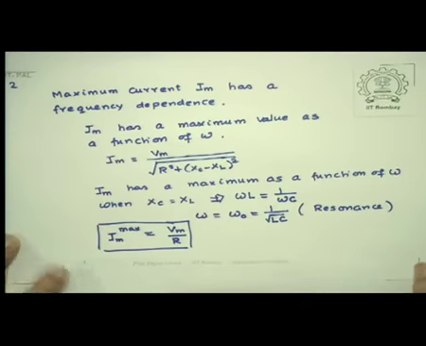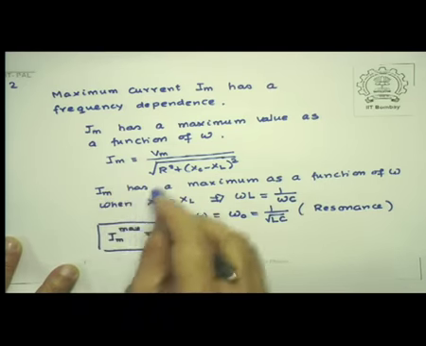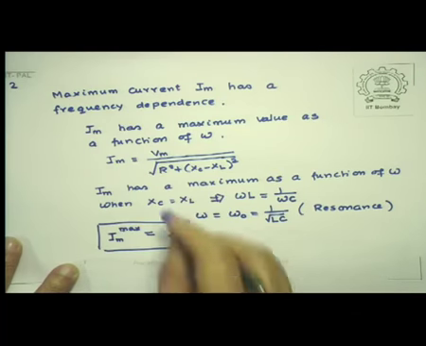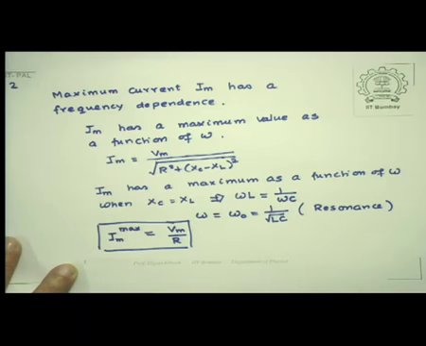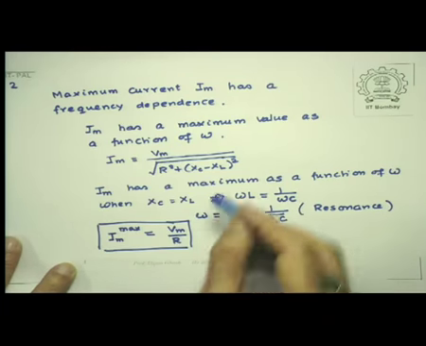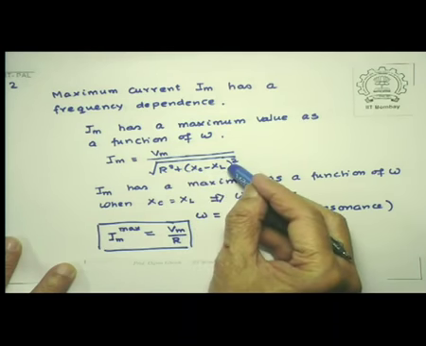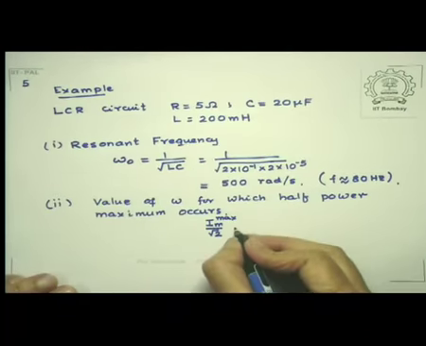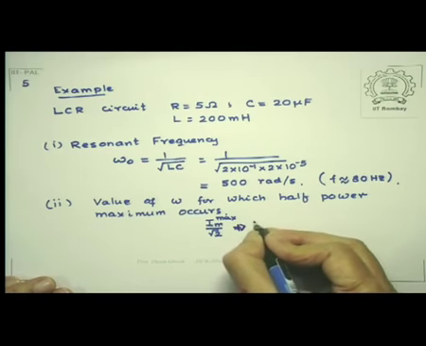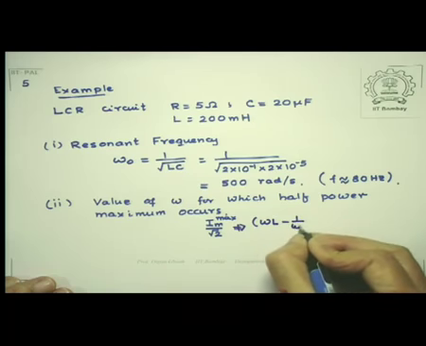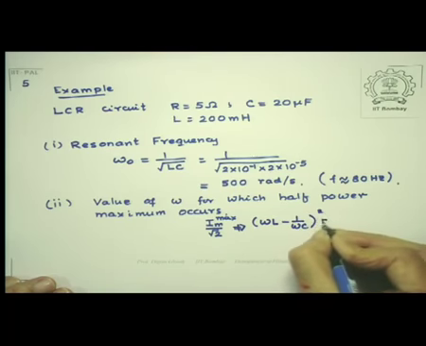which is here, and I want this Im to be equal to Im max by 2. Now Im max is Vm by R. So obviously what I require is this part, Xc minus XL, should be equal to R. So this implies that the reactance part, namely omega L minus 1 over omega C whole square, is equal to R square.